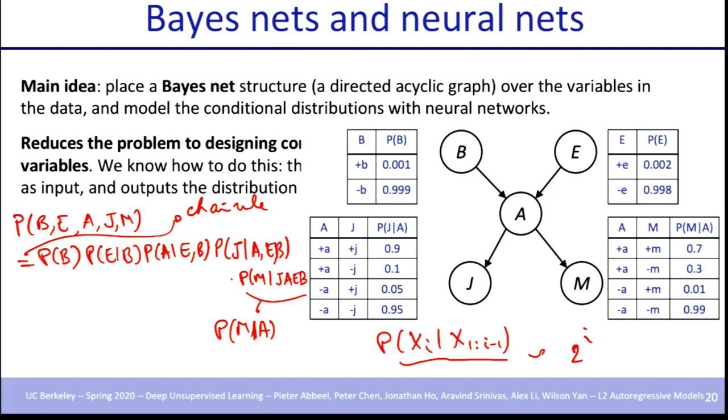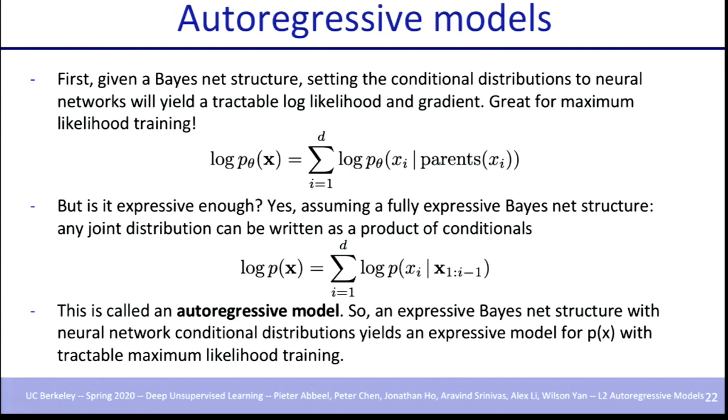Okay, so autoregressive models. We're going to look at the log probability of data points. Data point X will have many, many entries in it. If it's an image, every pixel is an entry in X, and maybe each color channel of each pixel is an entry in X. This here is just Bayesnets.